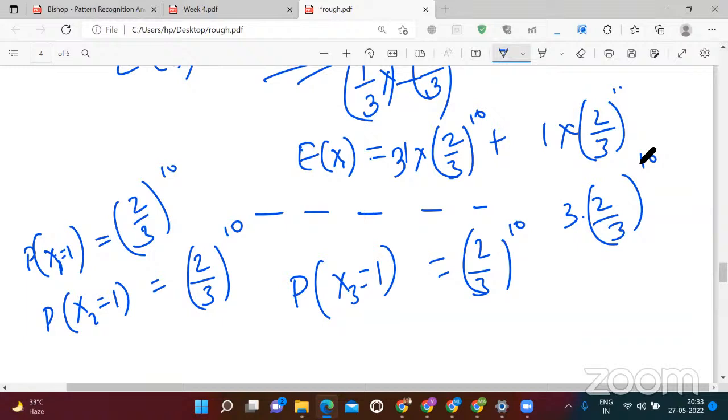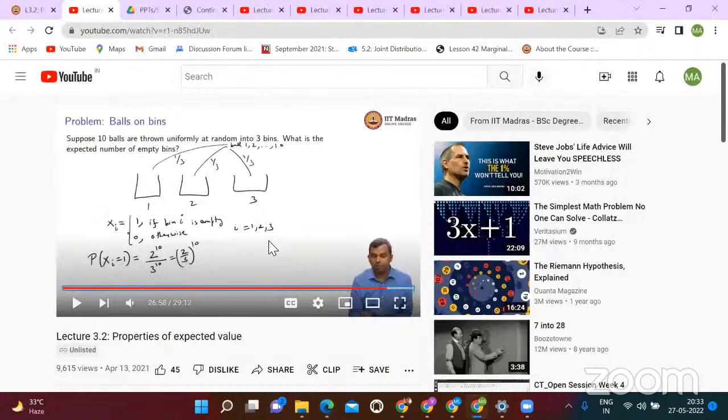This (2/3)^10 is the probability that one particular bin is empty, right? Yeah. There are 3 bins, so we are adding them, and we get 3 into (2/3)^10. Okay, can we come back to the video, sir? What is the final answer? This is what sir is saying. This is the probability.